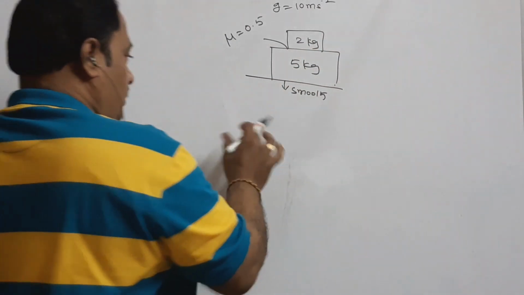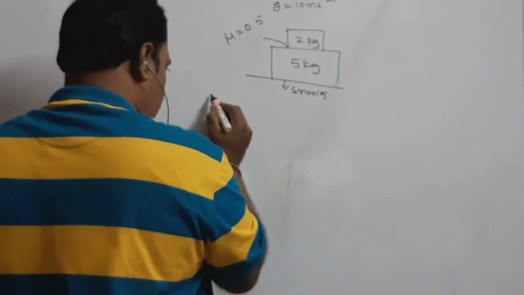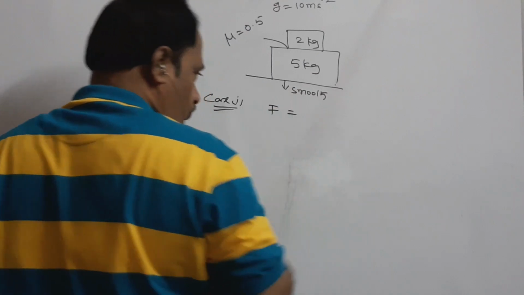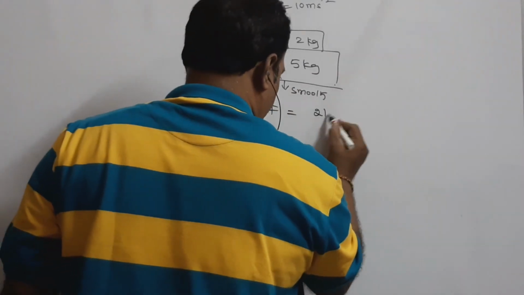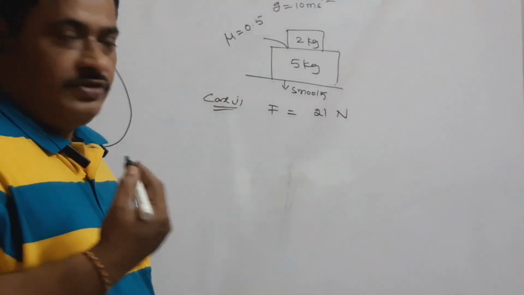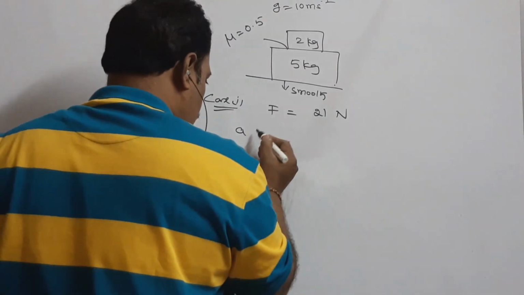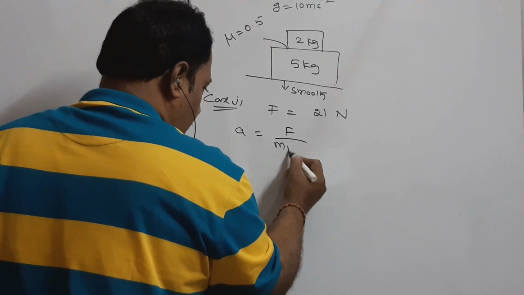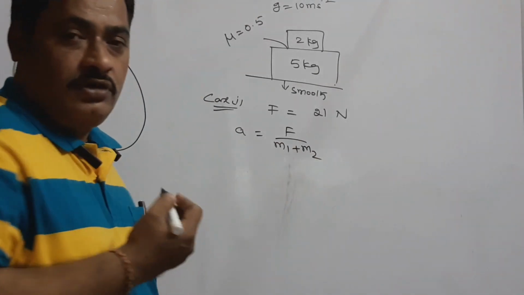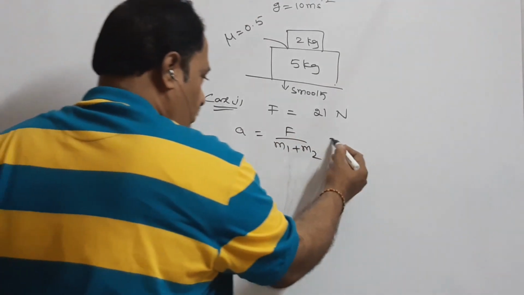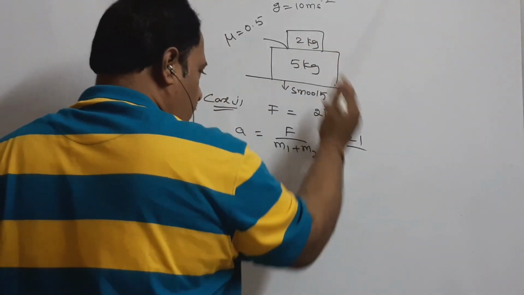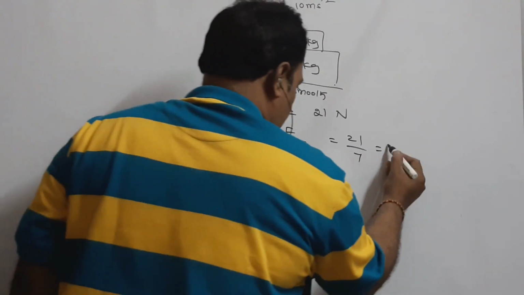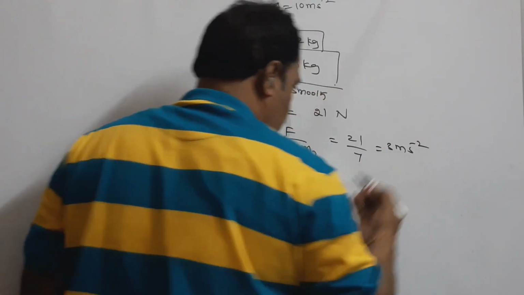Now, in case 1, F equals 21 Newton. Acceleration A equals F by m1 plus m2. Force applied is 21 Newton. Sum of these two blocks is 7. Then that value corresponds to 3 meters per second square.